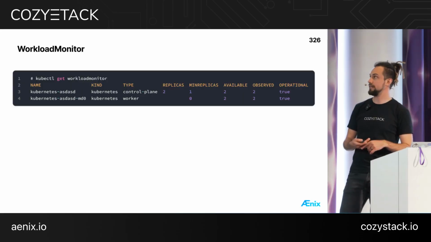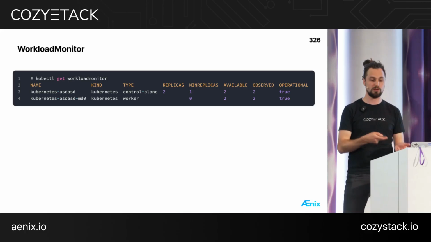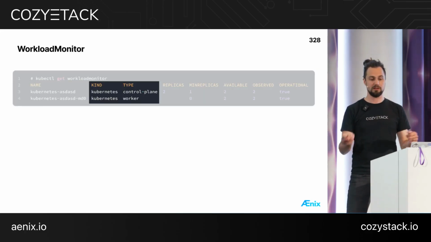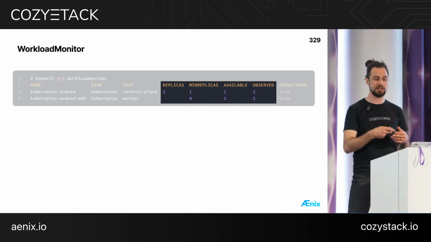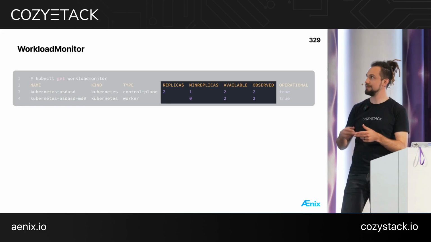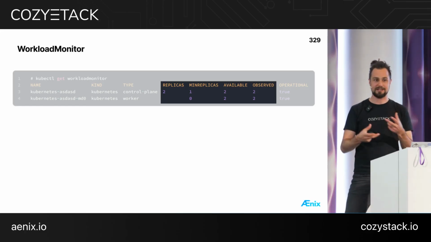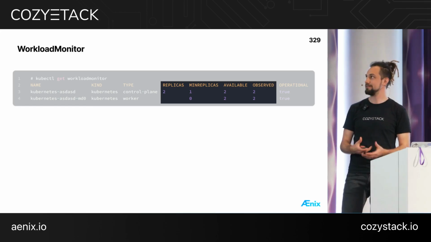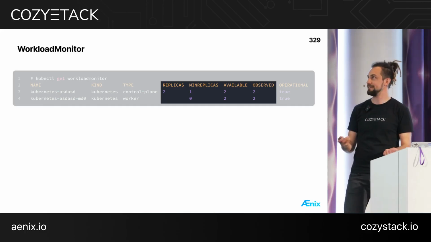This is how it looks in the CLI. So you can get workload monitor. You can see that they have name, kind, type, and information about replicas. Worker nodes have no information about existing replicas, because we use cluster autoscaling and we don't know exactly which number should exist for the worker nodes. So one time we can see 10 nodes, one time we can see 2 nodes.